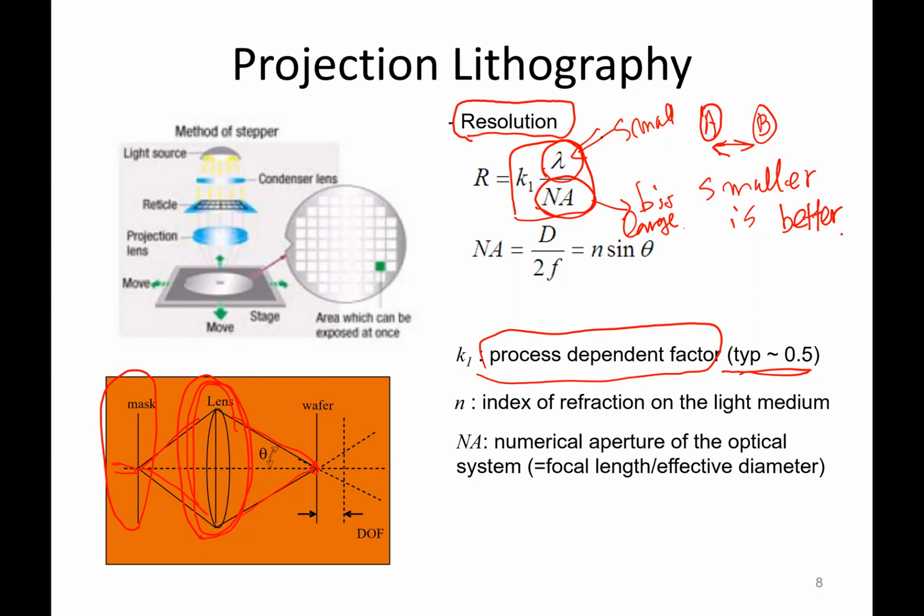So you learned we need to approach two different directions. Make this lambda small or make this NA, numerical aperture, large, right? So how can we make the numerical aperture big? There are actually two different ways. What is making this D big? D is the diameter of the lens.